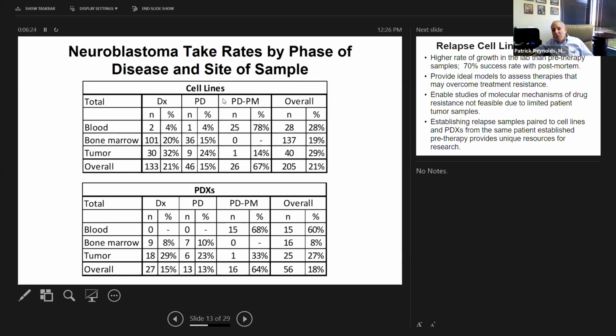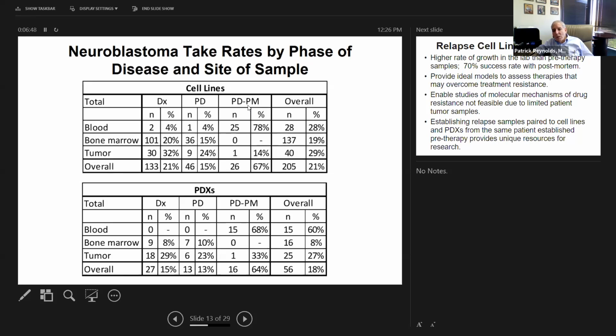As we'll talk about in a little bit more detail, we have focused on trying to get post-mortem samples going, because these are the samples that reflect the tumors that we failed on, that we cannot stop from killing the patient. And we found that we could grow these most successfully out of blood, because the post-mortem oxygenation is maintained there. There's a lot of circulating tumor.